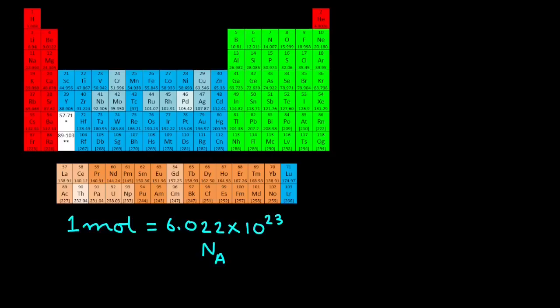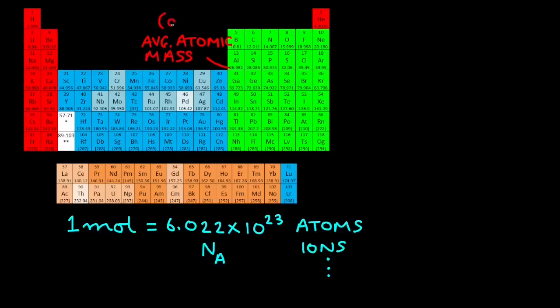So in the context of chemistry, that could mean a number of atoms, ions, molecules, and so on. In the periodic table, the average atomic mass is provided, and that's in atomic mass units. And 1 atomic mass unit is the same thing as 1 gram per mole, which we'll show in a subsequent video. And this is also referred to as the molar mass.